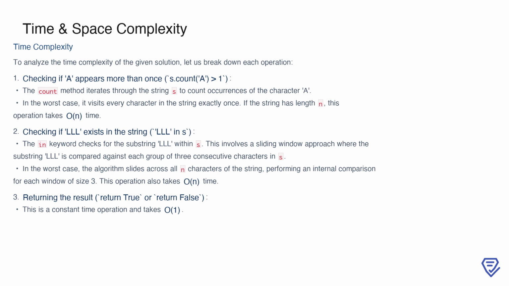Next, for the check LLL in s, the in keyword uses a sliding window approach to search for the substring LLL. This involves comparing LLL against every group of 3 consecutive characters in the string. Similar to the count method, it may need to slide through all n characters, making this operation O(n) as well. Finally, the return statement, which simply outputs a Boolean value, is a constant time operation with a complexity of O(1).